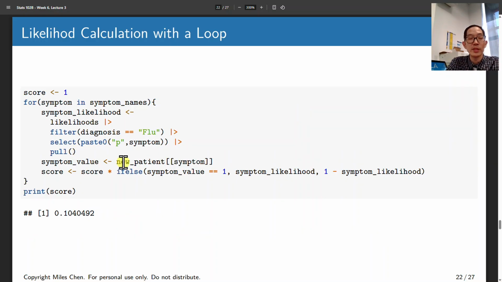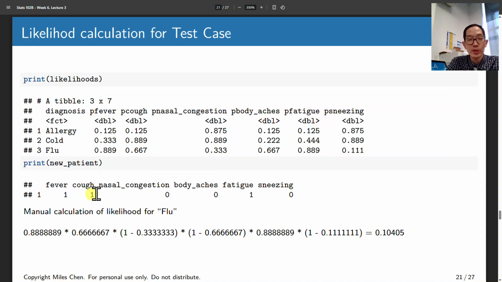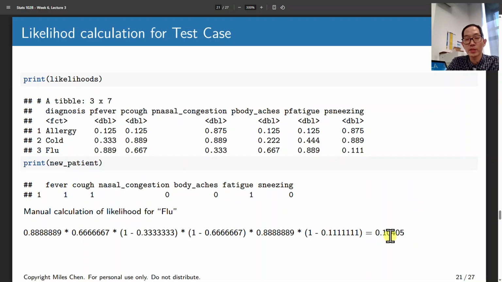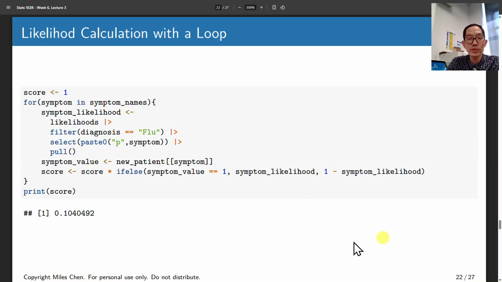And then the symptom value is going to be these 1s or 0s. I'm going to start off with a score of 1, and then multiply it by these probabilities. If the symptom value is 1, we take the symptom likelihood. If the symptom value is not 1, meaning it's a 0, we multiply by 1 minus the symptom likelihood. If we run this loop, we get the exact same value that we got on this slide. On the slide we got 0.10405, and when we ask R to do it, we get the same value, 0.10405.